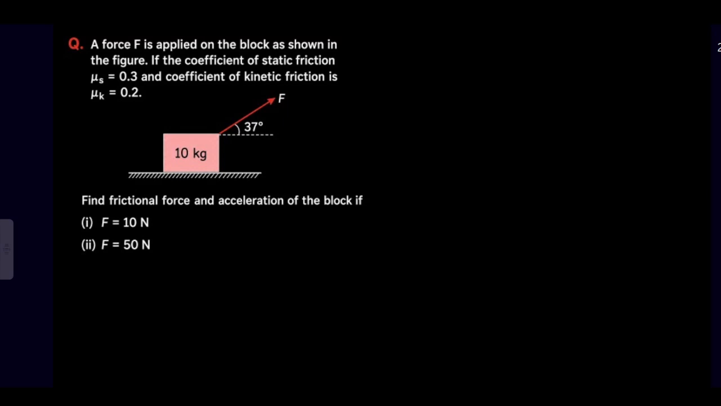So first we need to find the normal reaction. In the limiting friction case, we have to find the normal reaction. Why? Because mu s is given. So first we need to find the normal reaction. F is there now. Whenever mu s is present, we have to do the limiting friction first of all. And see the block here, and how the force is applied.